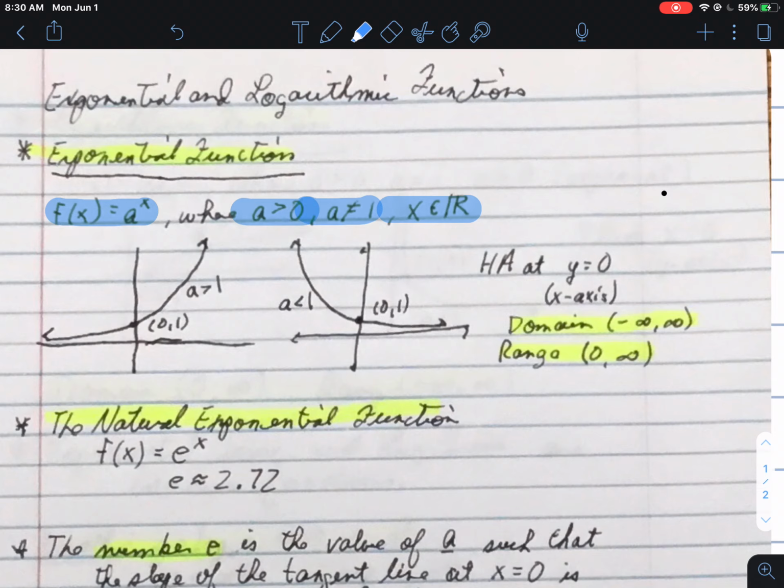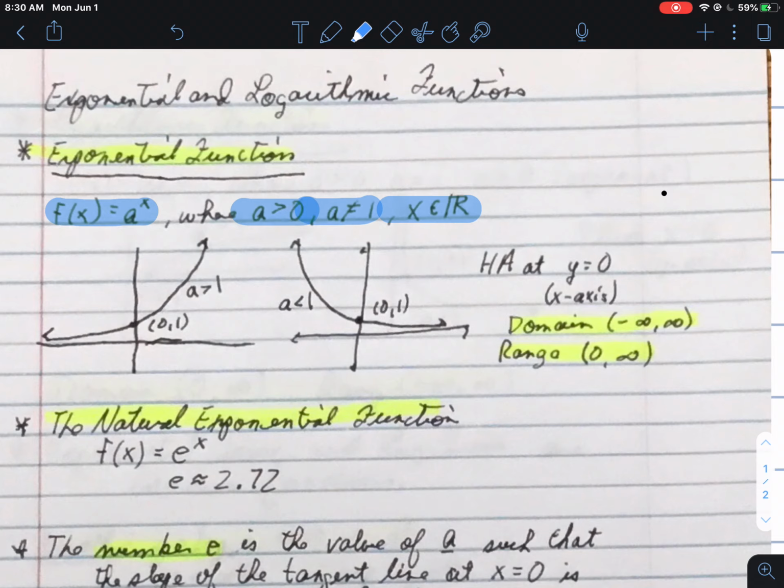Not equal to 1 simply because if you take 1 and raise it to any power, so if I have 1 to the x, I don't care what x is, you're always going to get a value of 1. And if you were to graph that function, that's just a constant function. You're going to get a horizontal line. So we restrict the base to be positive, not equal to 1.